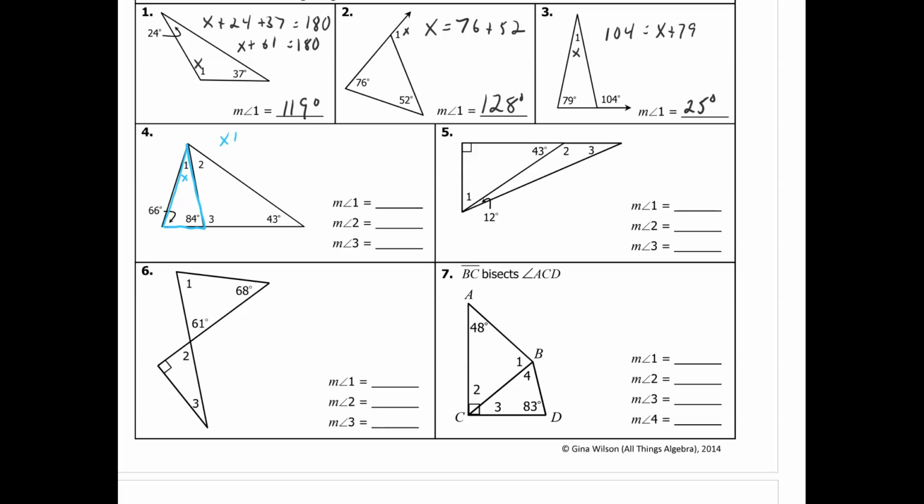So I know that x plus 66 plus 84 adds up to 180. Adding these two together, I get x plus 150 equals 180, and so therefore x equals 30. Okay, so I'm on my way. So angle 1 is actually x, so angle 1 is 30. All right, so what else can I do?